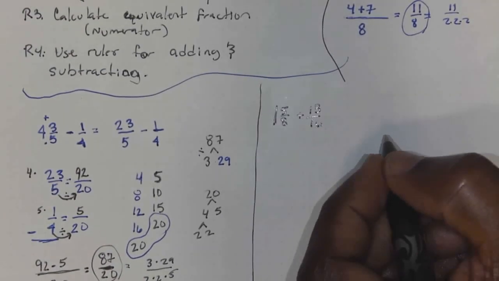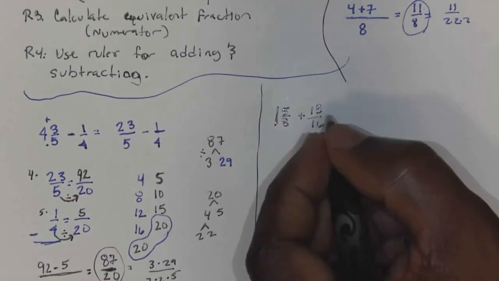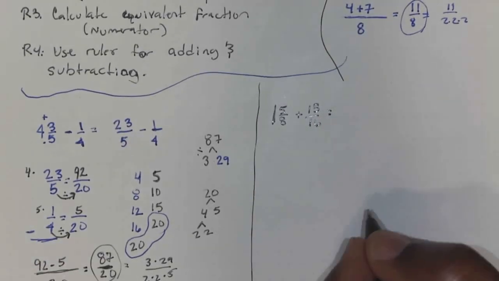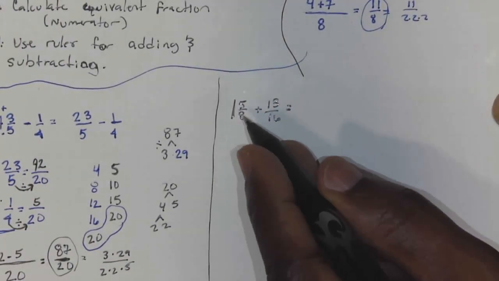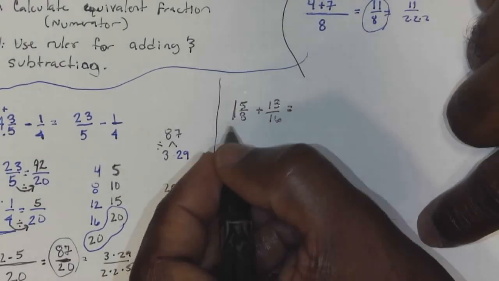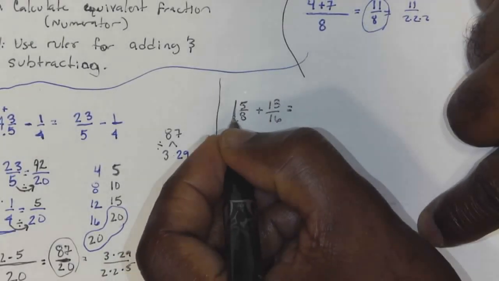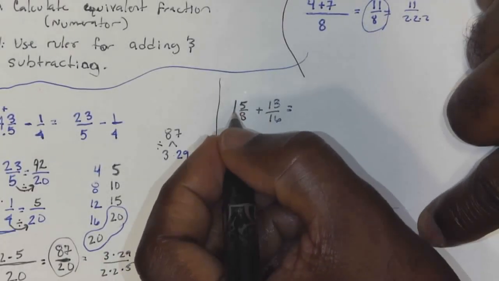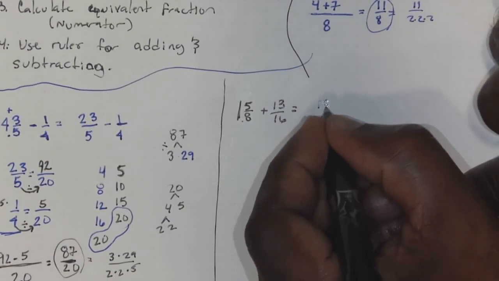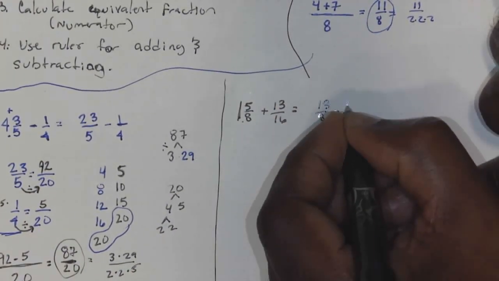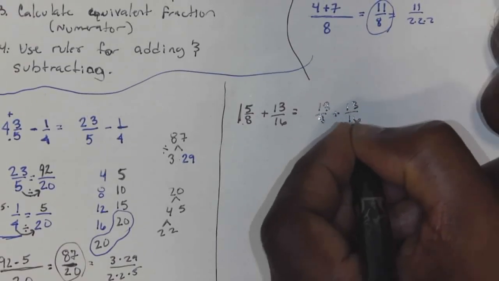All right. Change everything into a fraction. Who needs to change? The mixed number. How do we change that 1 and 5/8 to a fraction? 1 times 8 is 8. Plus 5 is how much? 13. So our new problem is 13 over 8 plus 13 over 16.